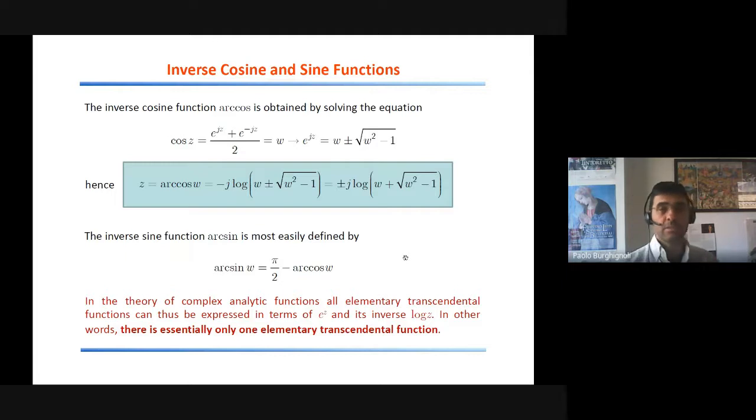As you can see, in the theory of complex analytic functions, basically all the elementary transcendental functions, so trigonometric functions, the exponential, the logarithm, are all related to the exponential. So there is essentially only one elementary transcendental function, which is the complex exponential function. Okay.